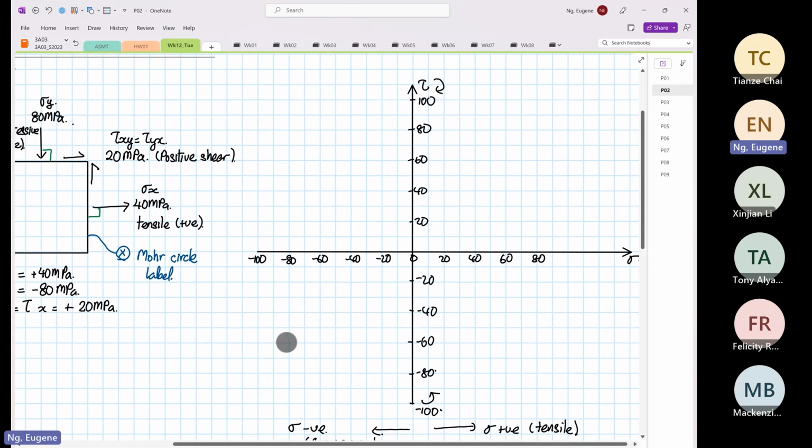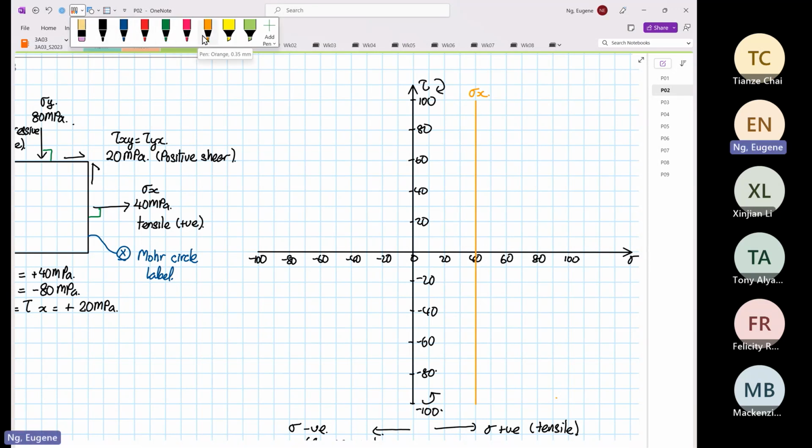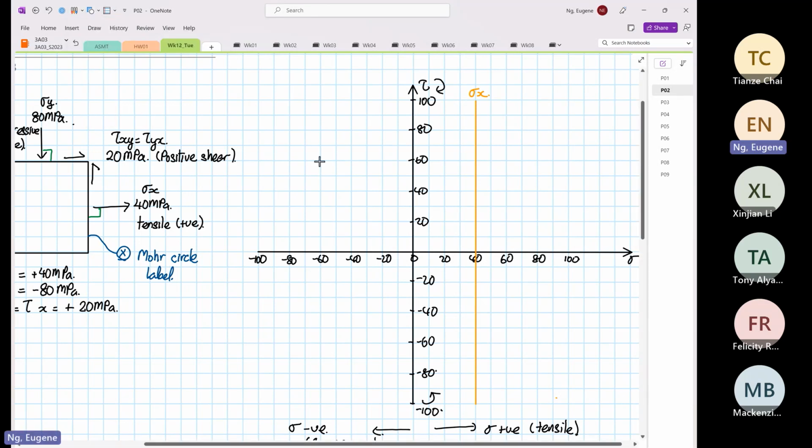So we know that we have a 40 megapascal on the X. So you're going to draw 40, right? So this is your stress X line. And then you have a minus 80, right? You have a minus 80 on the stress Y. Okay.